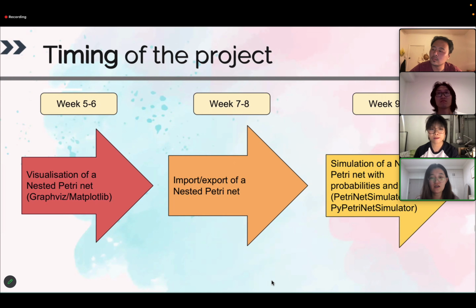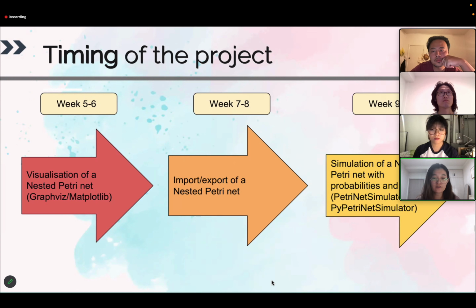to week 6. And the second part is the import or export of a nested Petri net. This will take another two weeks, and we plan to complete this part from week 7 to week 8. The next part is the simulation of a nested Petri net with probabilities and times. We would like to use some libraries like a Petri net simulator, and we plan to finish this part in another two weeks, from week 9 to week 10.